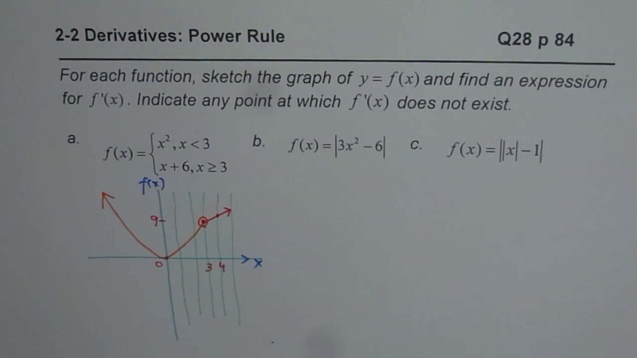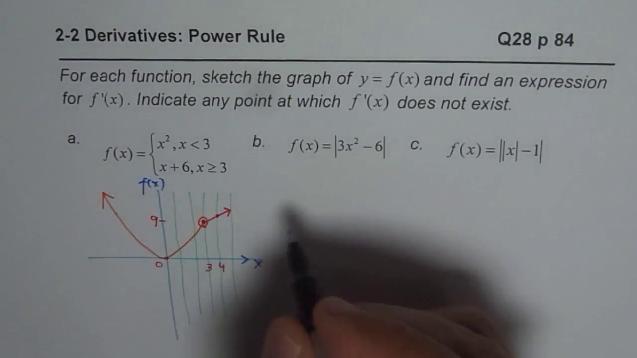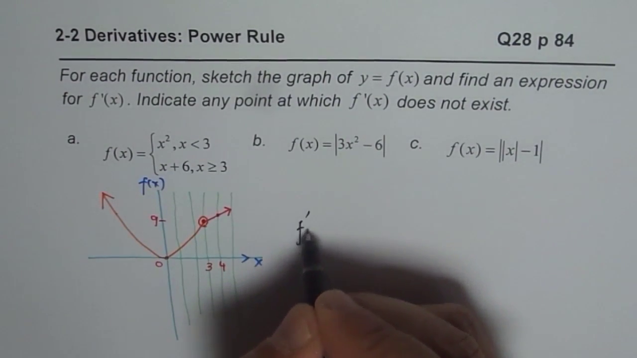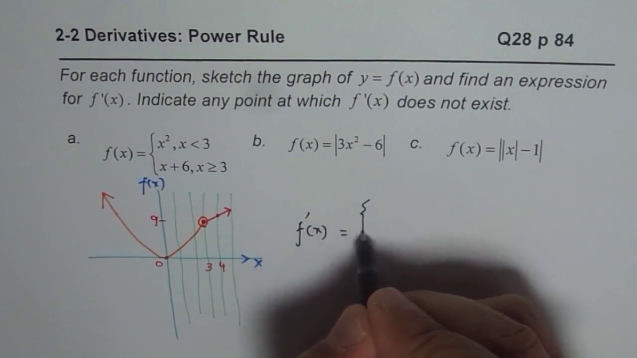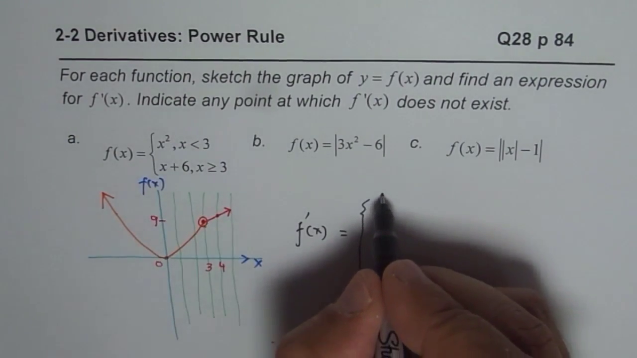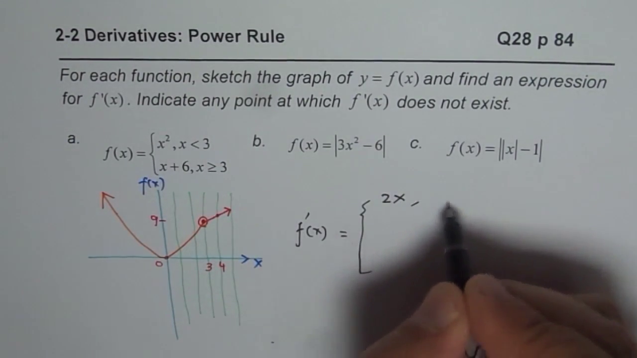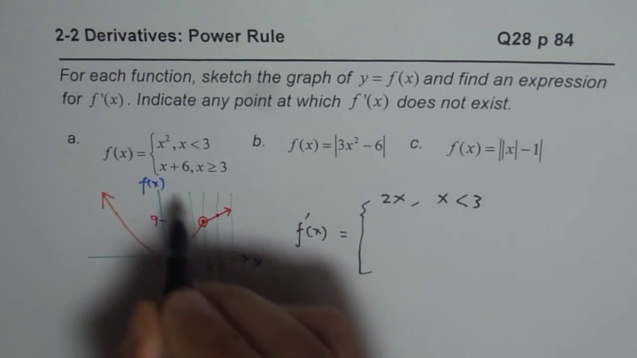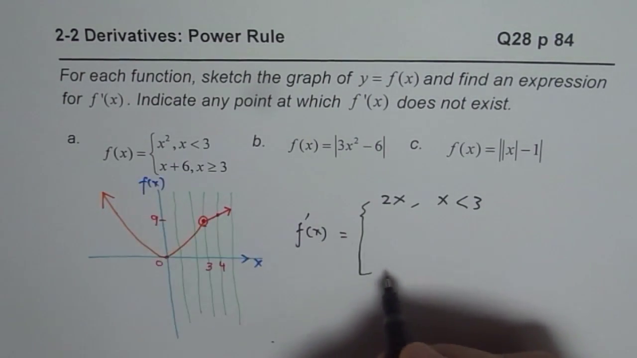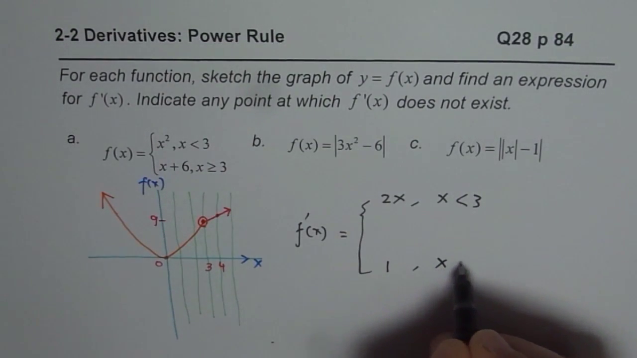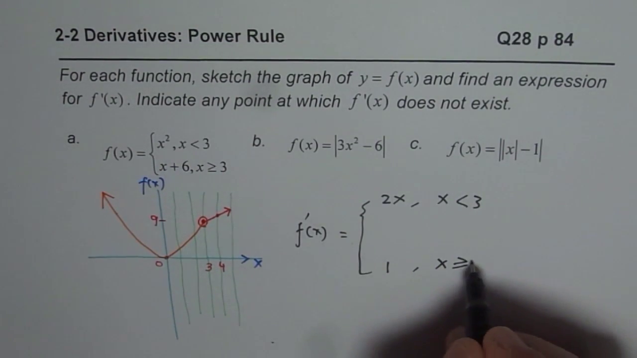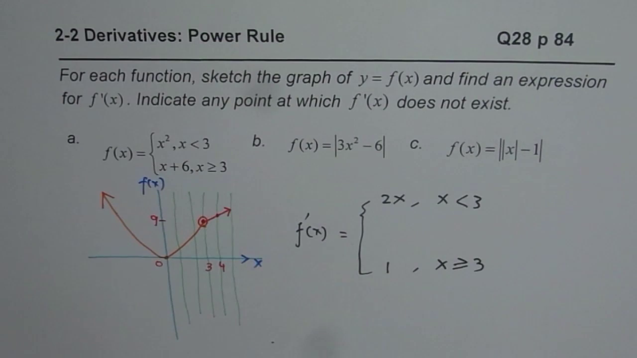Since it is a piecewise function, we'll get two particular derivatives. So f of x is given to us. What is f dash x? Let us see that part. f dash x is equal to, the derivative of this will be 2x, the power rule, correct? When x is less than 3. And it is equal to just 1 when x is greater than or equal to 3, right? So that is your derivative.